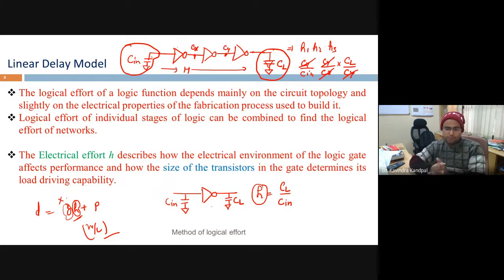The way you compute it is very simple. You just find the load capacitance divided by the input capacitance. If there is a big chain, again it is very easy: you take the last stage capacitance divided by the input stage capacitance. That will give you the electrical effort of the entire path. We will be discussing more examples, and soon it will be clear to you.